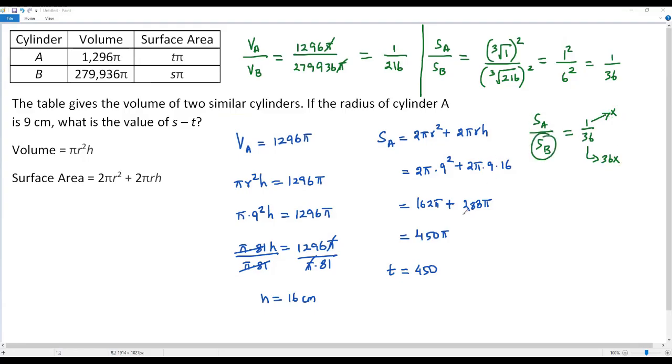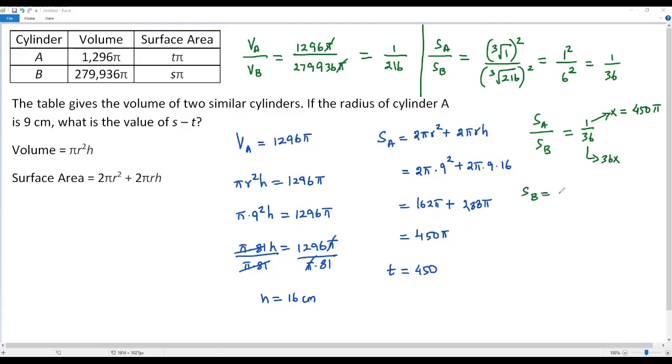But already we got the surface area of cylinder A, that is 450 pi. So this x and this 450 pi, both of them represent the same stuff, that is the surface area of cylinder A. We can equate them. Then x equals 450 pi. Here I got the value of x, that is 450 pi. Now we can plug in this 450 pi for x over here to get the surface area of cylinder B.